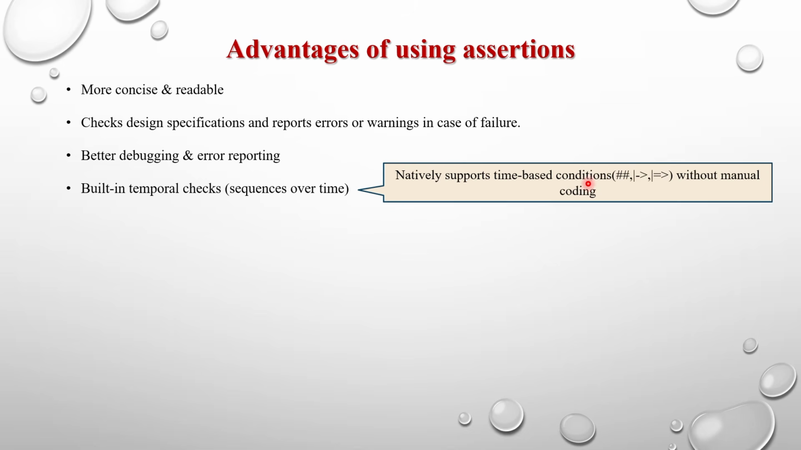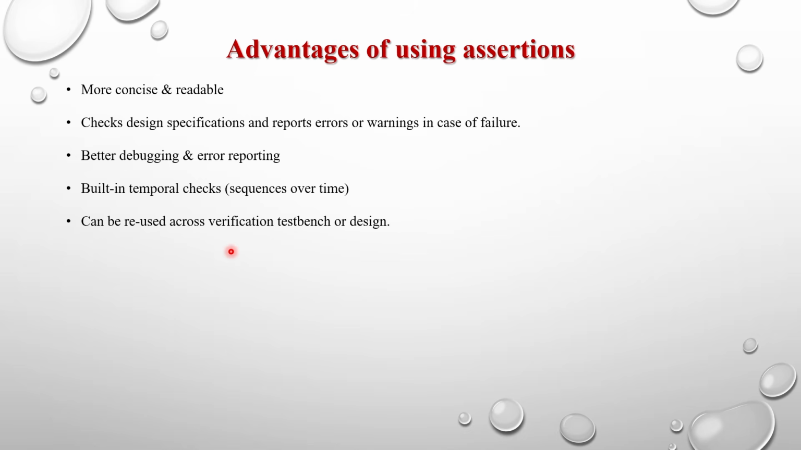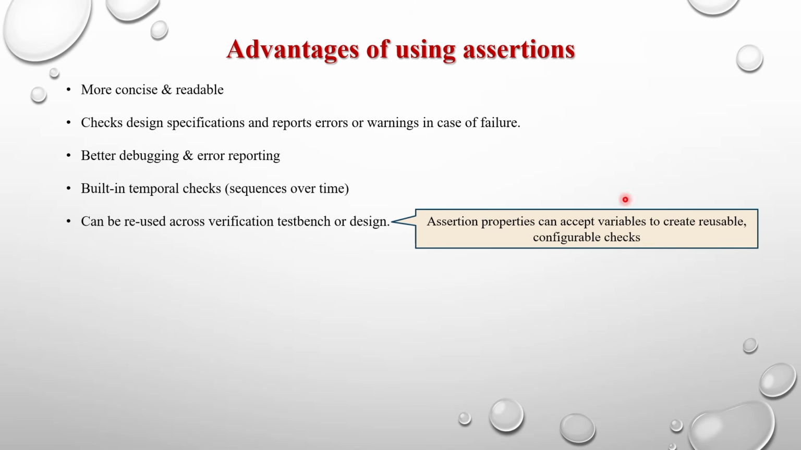So you don't have to provide long delays. Like if you want to wait for 5 clock cycles, then you don't have to write repeat 5 at posedge clock like that. You can directly use these operators with delay values. So these built-in temporal checks are available in SystemVerilog assertions, and can be reused across the verification test bench or design. That means assertion properties can accept variables to create reusable and configurable checks.